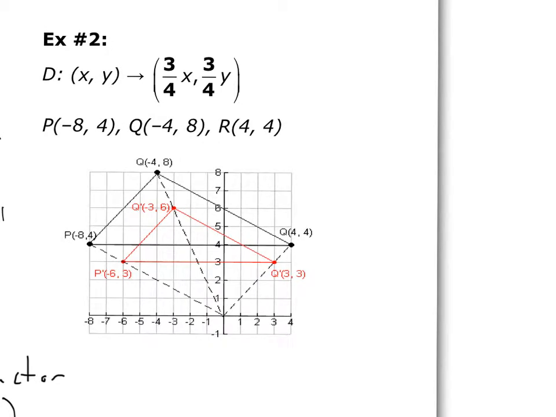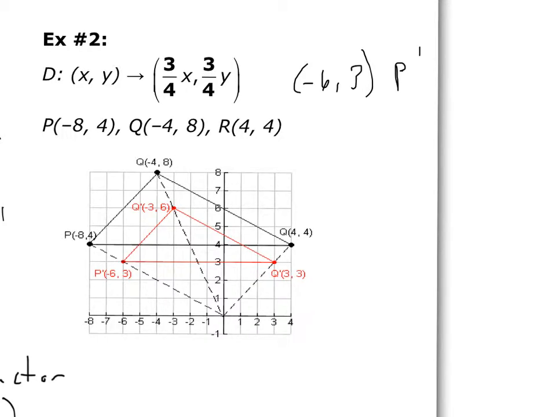This time it says that we're going from (x, y), and we're having 3/4 of the amount of x and y, so we're dilating and making it a little bit smaller this time. Let's start with our first ordered pair, (-8, 4). Basically, you need to ask yourself, what is 3/4 of -8? Well, we know that 3/4 of -8 would give us -6, and 3/4 of 4 would give us 3. So this would be P prime after we put it through the scale factor there.